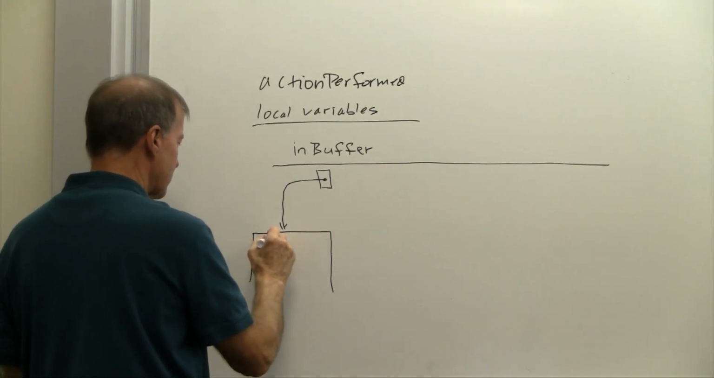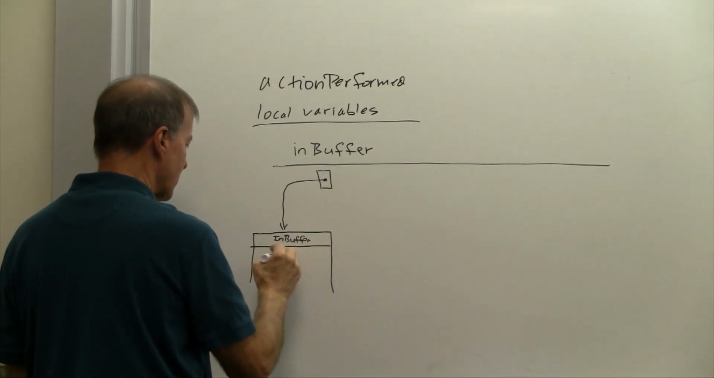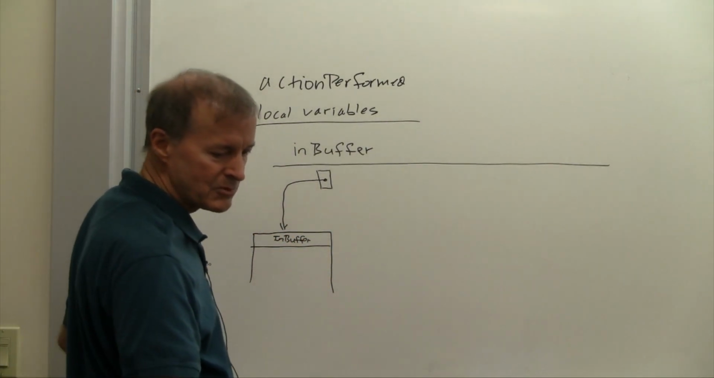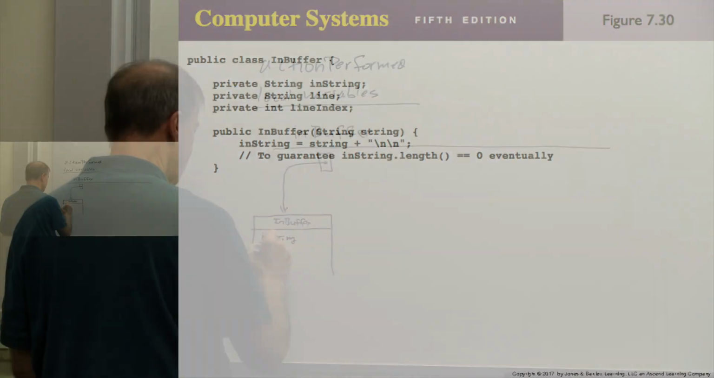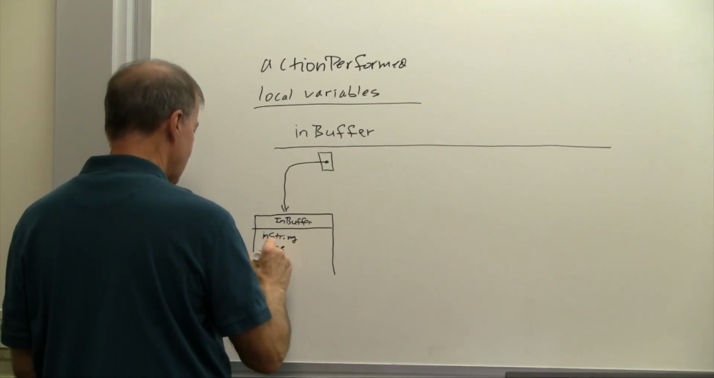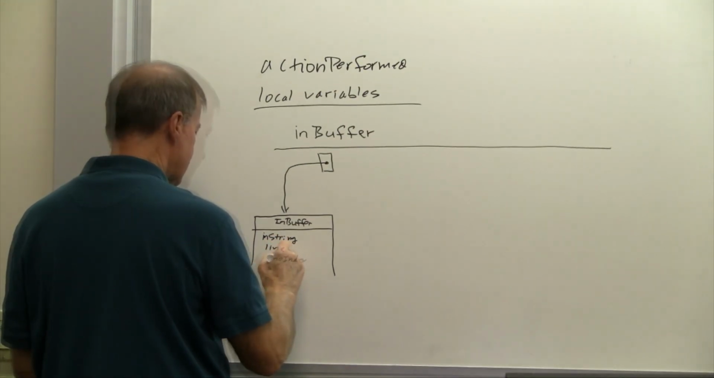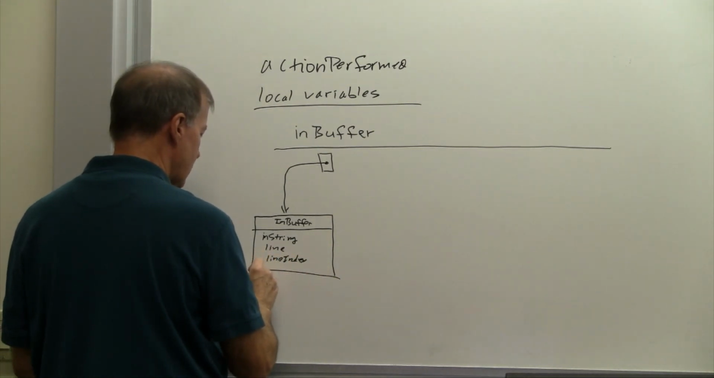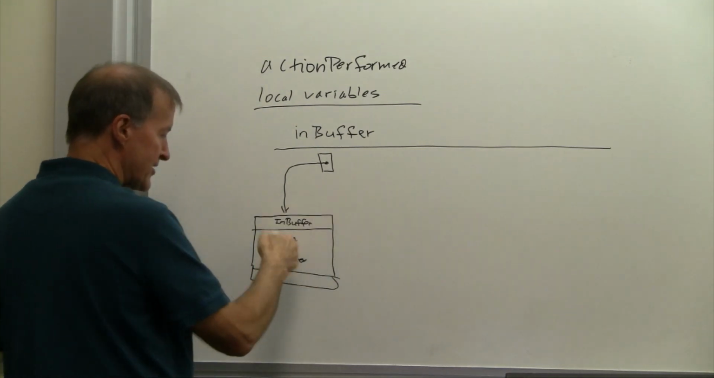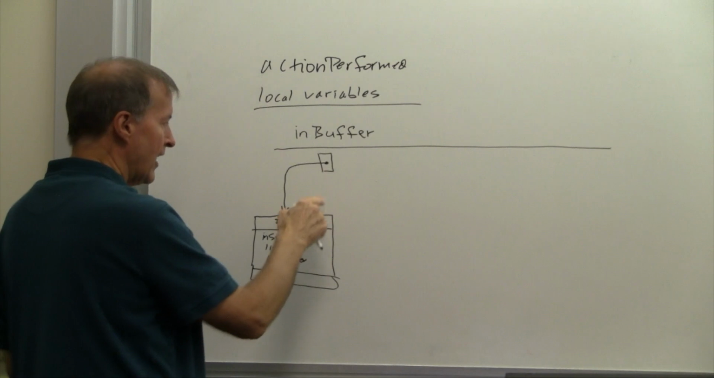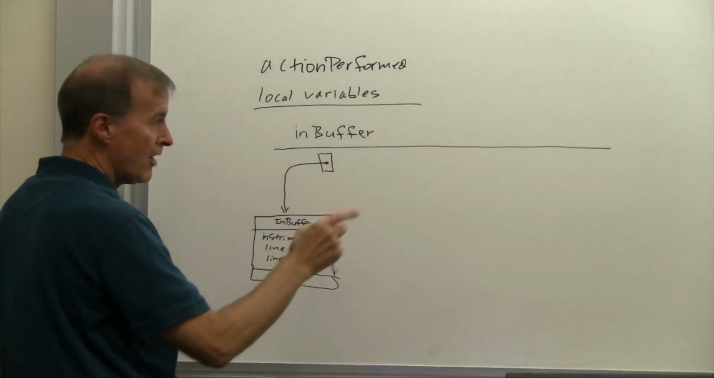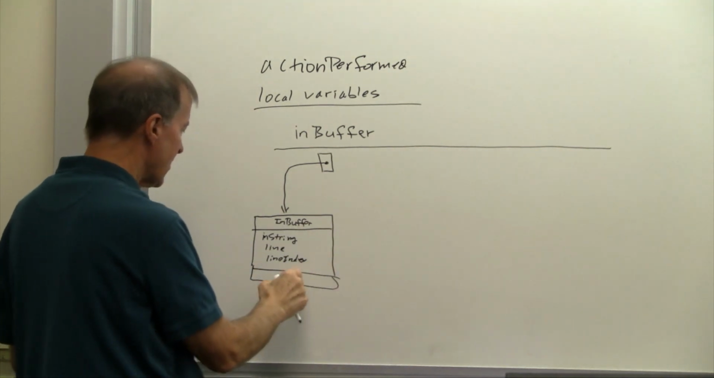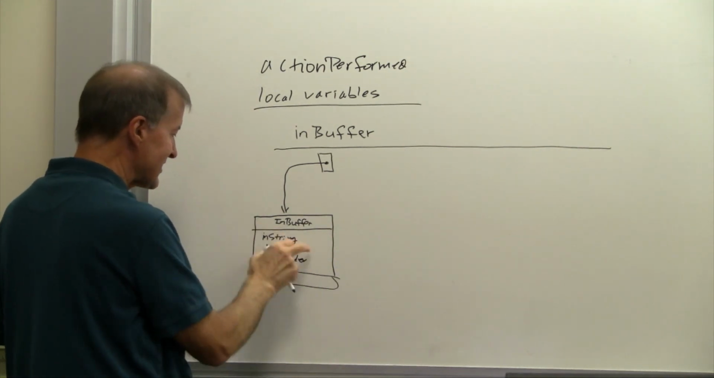This inBuffer. What attributes does this inBuffer have? Do you remember the three attributes it had? inString, line, and lineIndex. So here we have inString, line, and lineIndex. So anyway, there is an instance of this now, and this refers to this. Do you see what I mean? And so all that text in our input box, all of that text is inside inString.